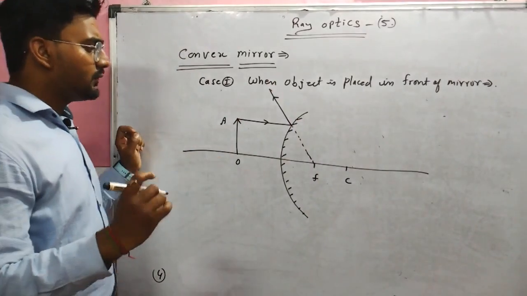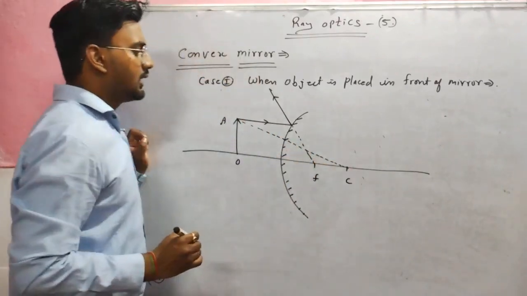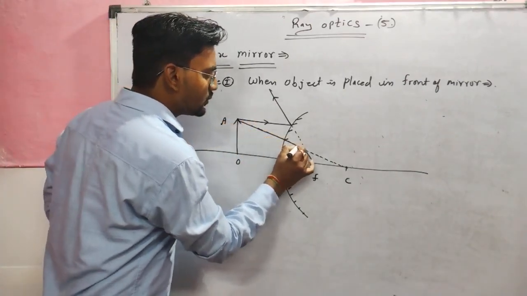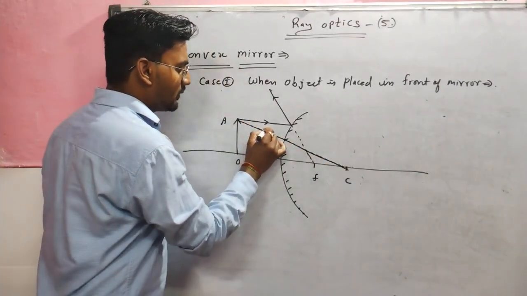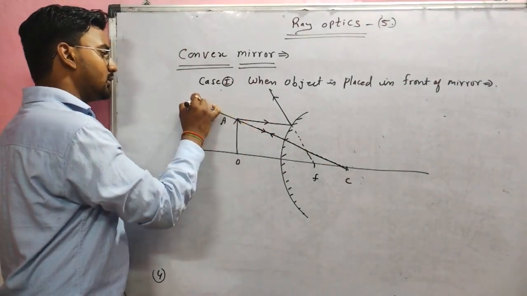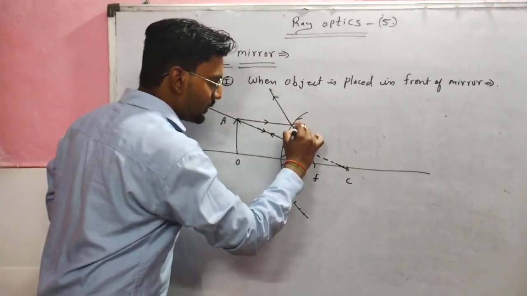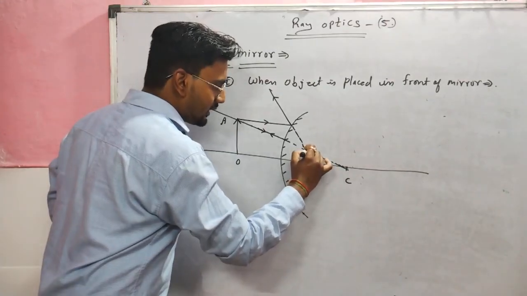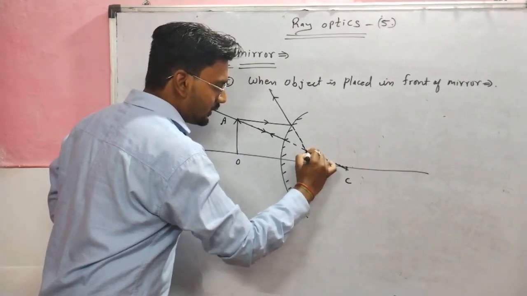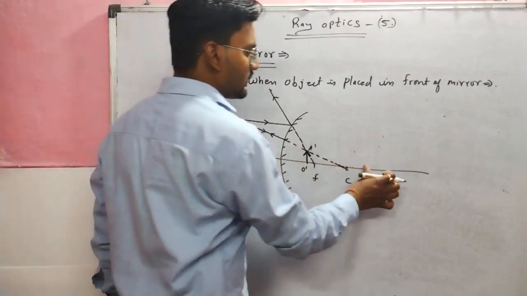Okay, and here we are taking the rule number 3, when we are taking a light ray to the incident ray. When the incident ray is coming toward the center of curvature, it will bounce back along the same path, and these light rays are diverging, so they never meet. So we produce them backward, and these rays meet at a point, and this point is called our virtual image. So O'A' is the virtual image of this object.